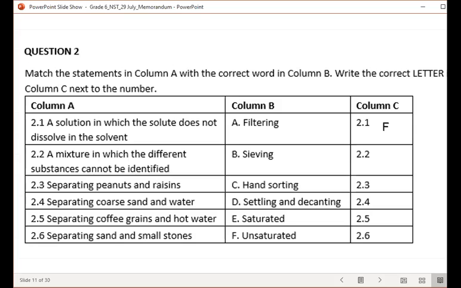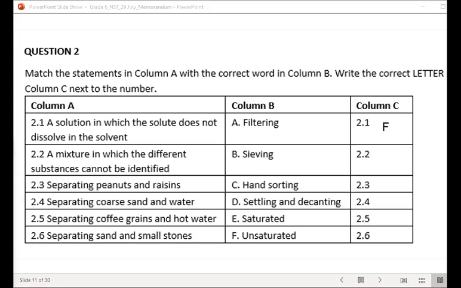And then question 2.2, a mixture in which the different substances cannot be identified. Mathori? Ma'am, I just want to ask a question about number 2.1. Okay.